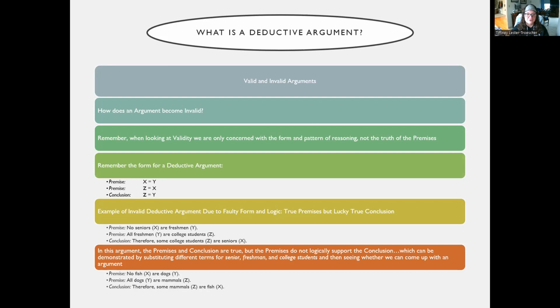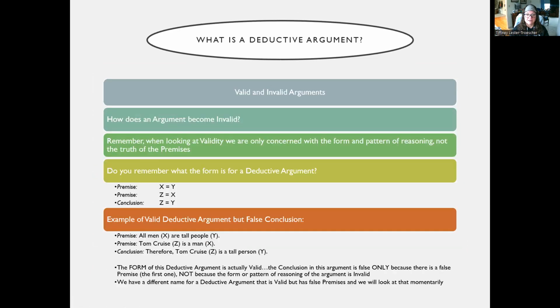All right, so even though this version up here with our freshmen and seniors happened to give us a true conclusion, it is an invalid argument because it does not take on the correct form. The pattern of reasoning is incorrect. And we know this for sure, not only by looking at the pattern of the terms, but also by substituting the terms. Okay, so just to recap, right?